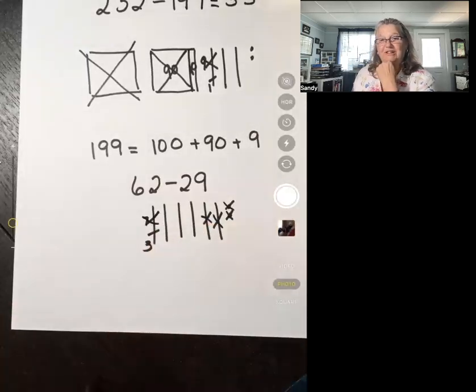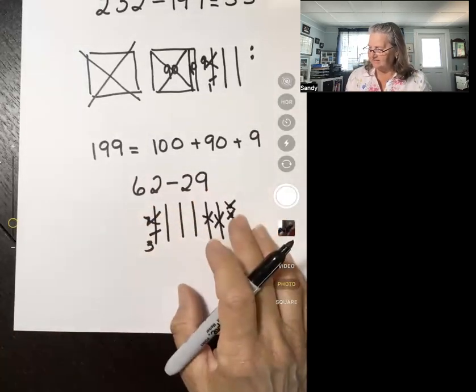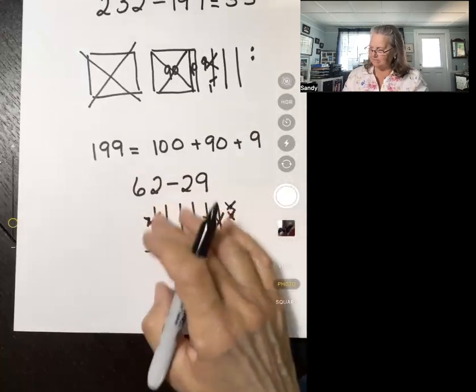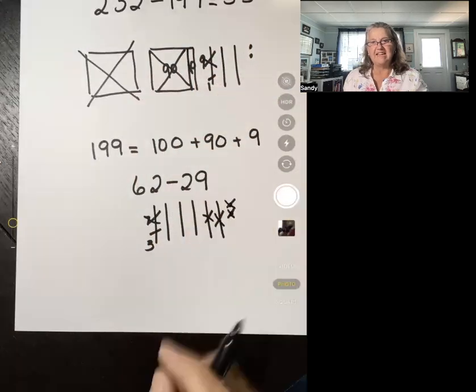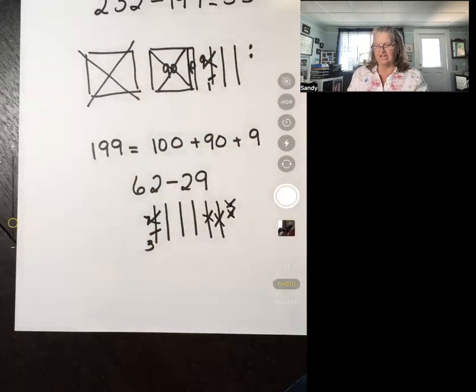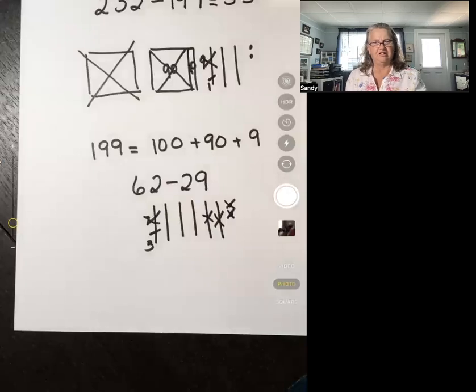Still 33, okay? So all efficient. This is decomposing a place, right? We decomposed a 1 here. We decomposed the 100. We decomposed a 10 to get at those answers. But those strategies, round and adjust, decomposing a place, using our understanding of place value to solve.